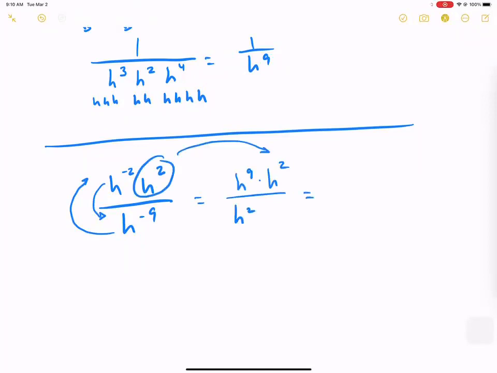Now we can combine it. Again, how many h's do we have on top? I see 9 and 2. They're both positive now, so that's going to be 11. And how many do we have on bottom? We have 2.